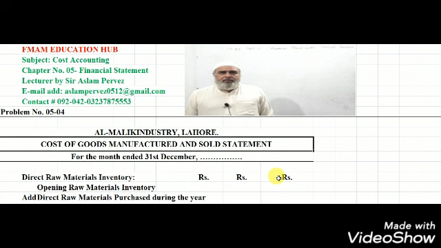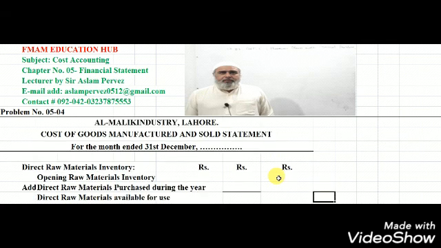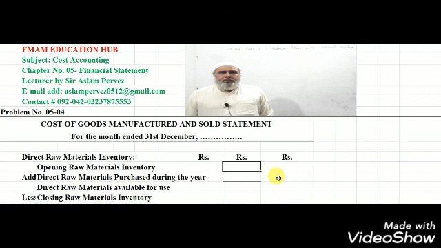Al Malak Industry Lahore is the company name. The main title is cost of goods manufactured and sold statement for the month ended 31st December. Now students, firstly we have to write the raw materials inventory. The opening raw material inventory is given, which amount is 12,000 rupees. Now material purchased during the period is 2,50,000 rupees.